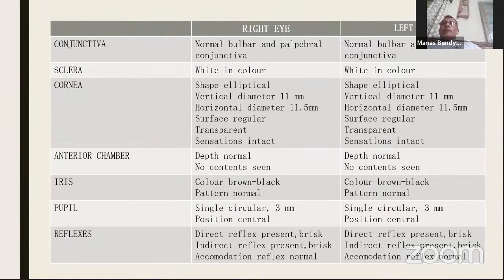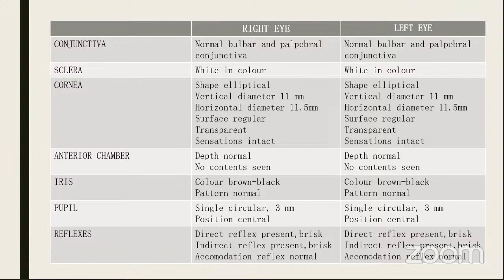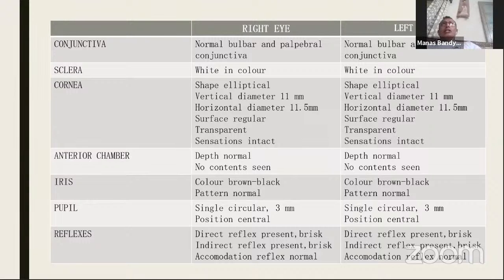How did you see the indirect? What did you mean by indirect reflex? Indirect reflex is constriction of the pupil in the other eye where the light is not shining. That means you meant consensual reflex. You use the term consensual. Consensual. Okay. So how did you measure it? I mean, how did you see it?